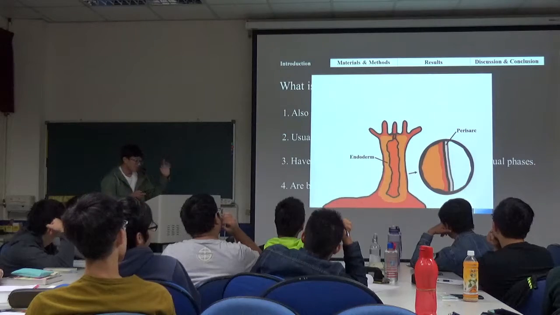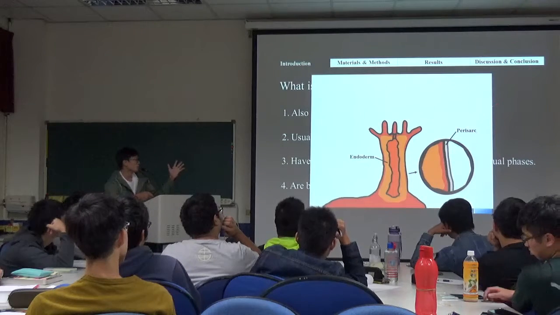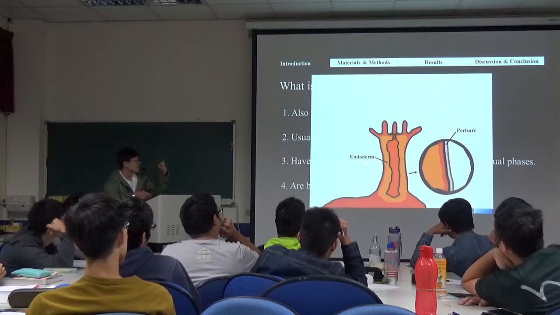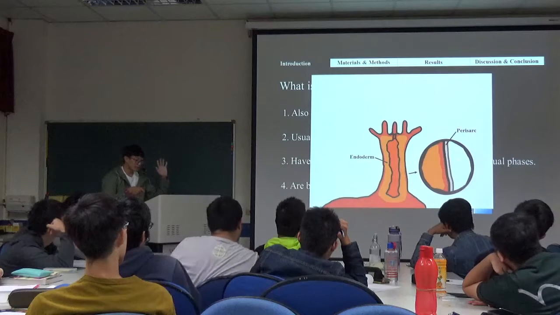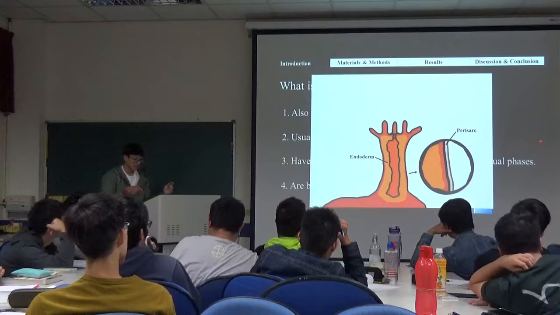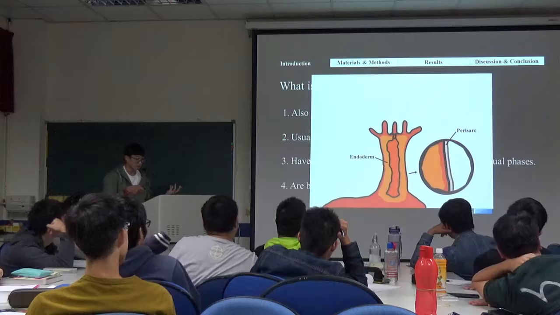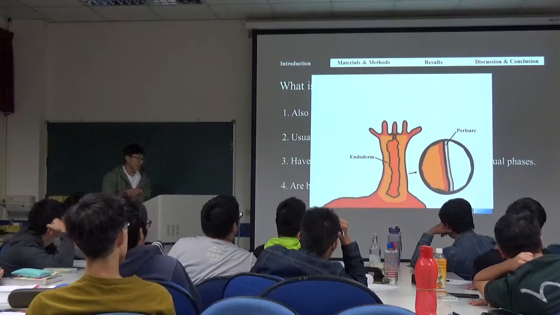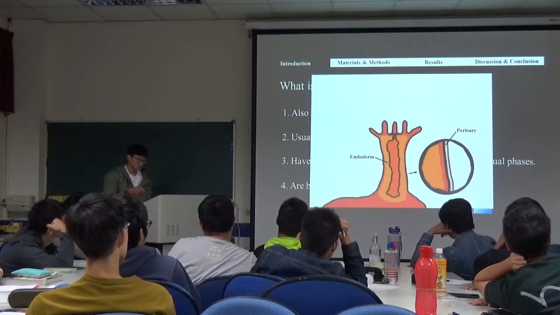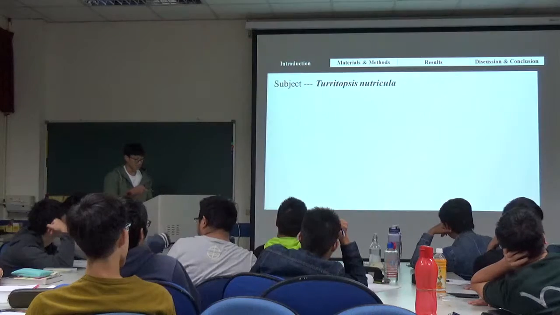How about the polyp? You can see I only point out two structures of it. One is the endoderm, which is also related to digestion. And the other is the periderm. The periderm is like armor for the polyp. It protects its body.